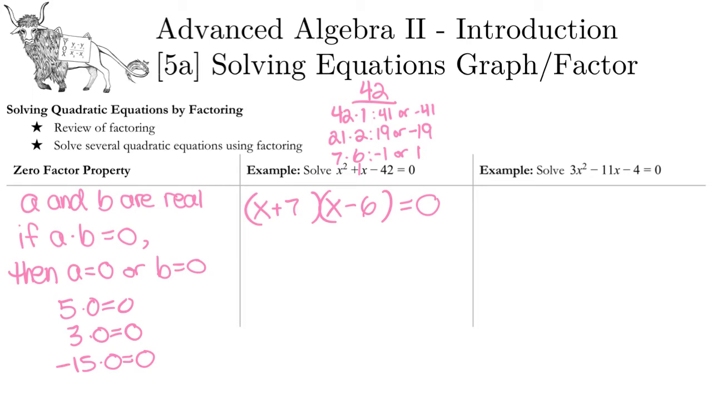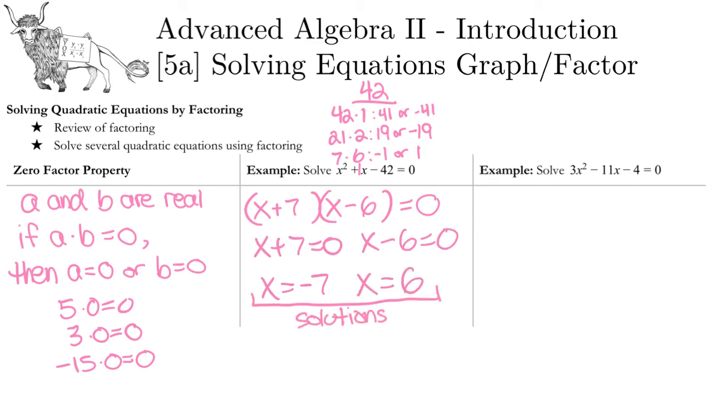Now we can apply the zero factor property, and we get x plus 7 equals 0, or x minus 6 equals 0, and we solve each of those equations for x. We get x equals negative 7 and x equals 6. Those are the solutions to that equation. And if we graph the equation, those x values will be the x-intercepts.